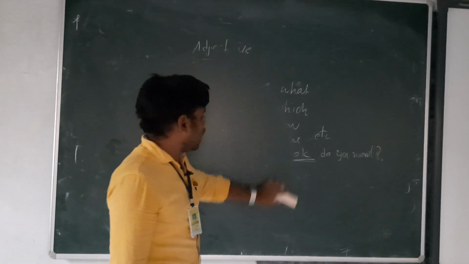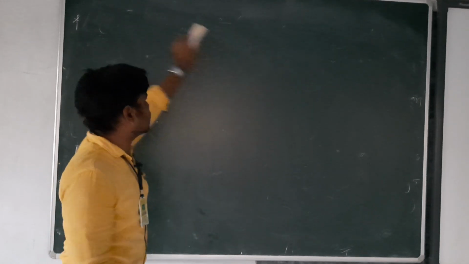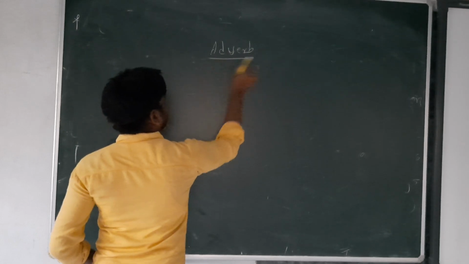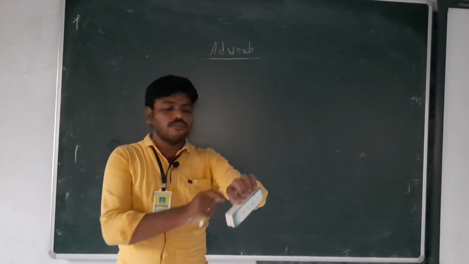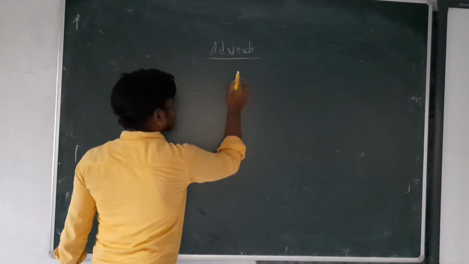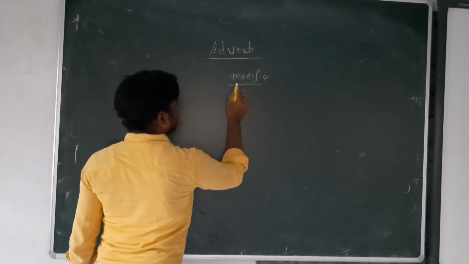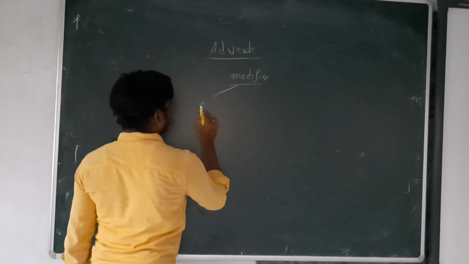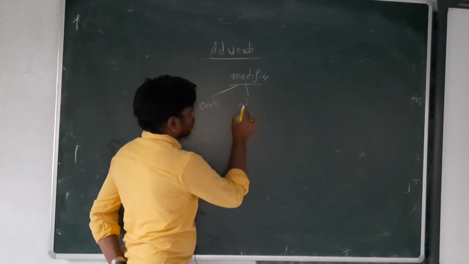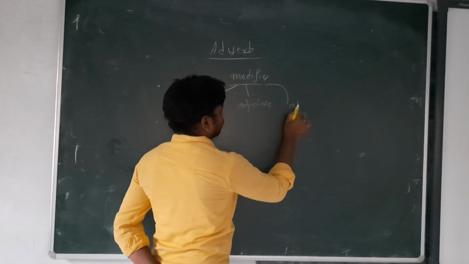Now we have completed adjective. Now let us move on to adverb. Next one is adverb. What is the meaning of adverb? It modifies verb. Next one is adjective. It modifies verb, adjective, and one more adverb.